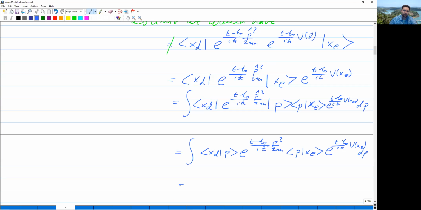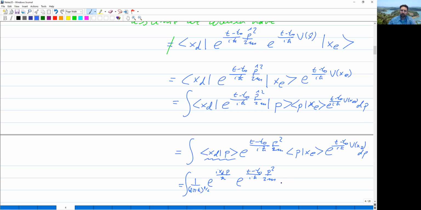And these matrix elements are always the same. We know what they are. Integral 1 over 2 pi h bar to the power of 3/2. We're working here in 3 dimensions. Why not? So that's why there's a 3 here. And then e to the power of i x d p divided by h bar. Right? That's what this is here. And then we have e to the power (t minus t naught) over i h bar p squared over 2m.